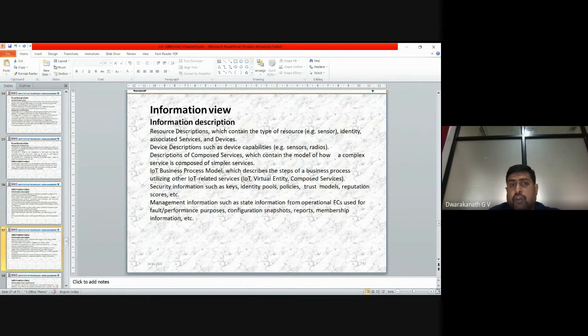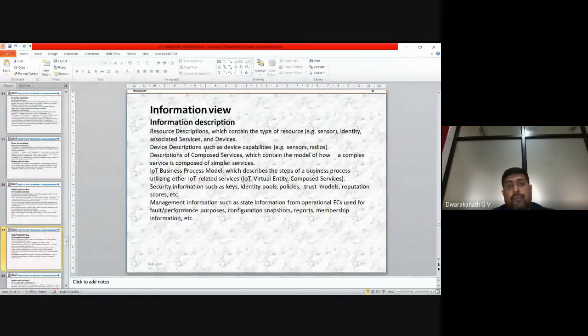Information description, continuing with that: resource descriptions, which contain the type of a resource, for example a sensor, and identify associated services and devices. What type of sensor we should use, what is the service it will give, whether my device is capable of holding this particular sensor, and what I should do to connect this particular sensor to my particular device. That is also important here.